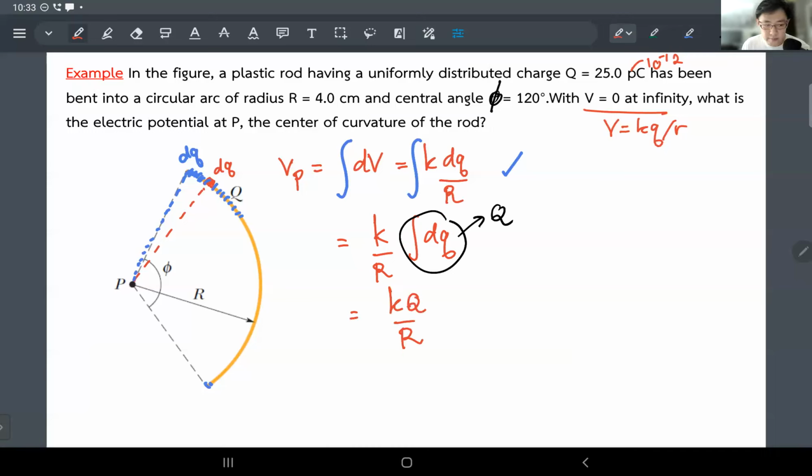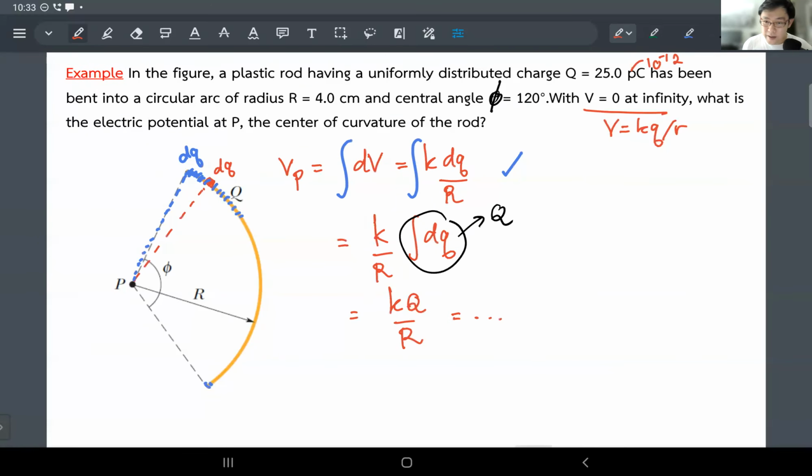Okay. Cool. See, it's easier than you think, I hope. This is way easier than finding the electric field at point P. And then you can substitute the numbers and everything, calculating the numerical values from this. Cool. All right, so if this is good, guys, come on.